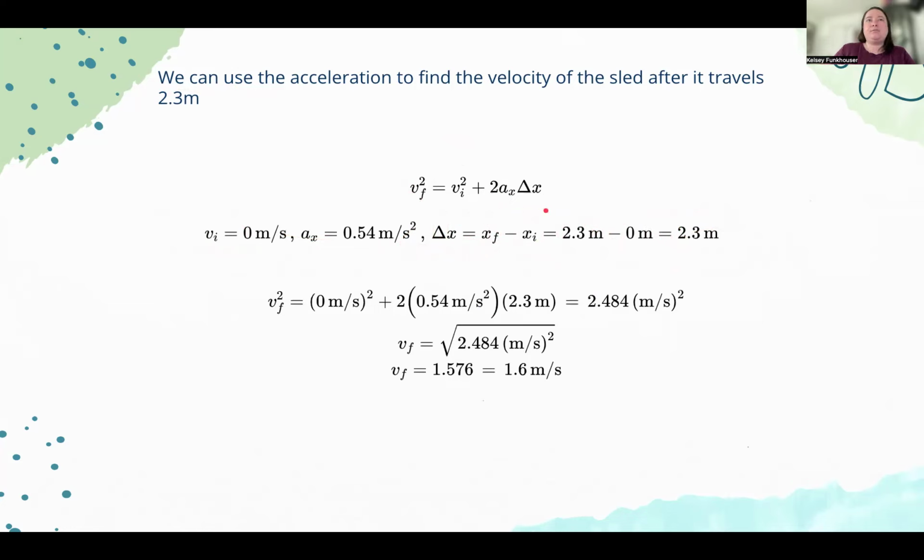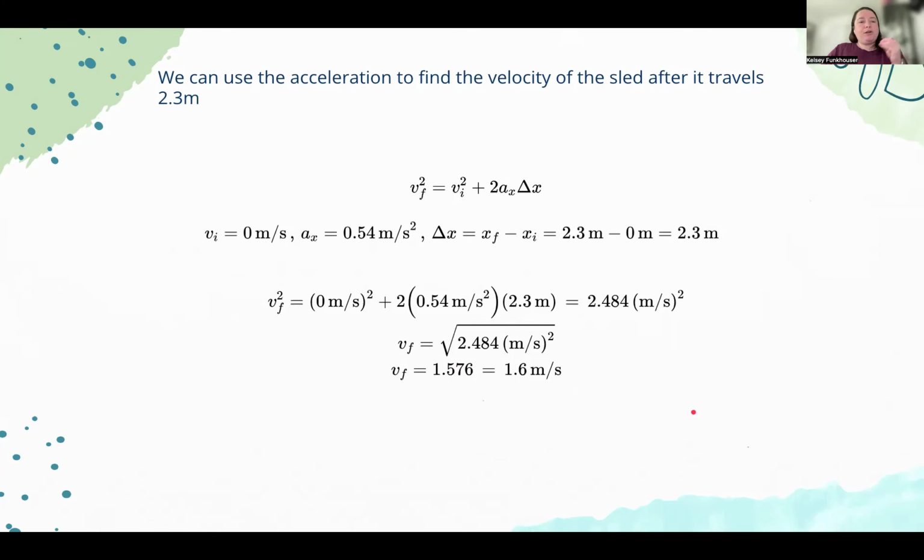We don't have to do any rearranging at first anyway, because we're solving for the final velocity, and that's what is solved for here. So initial velocity is 0, then we have 2 times the acceleration times the displacement, and this gives us 2.484 meters per second, whole thing squared, but that is the final velocity squared. We want just the final velocity, so we have to take the square root now. And that gives us 1.576, or we'll round to 1.6 meters per second.